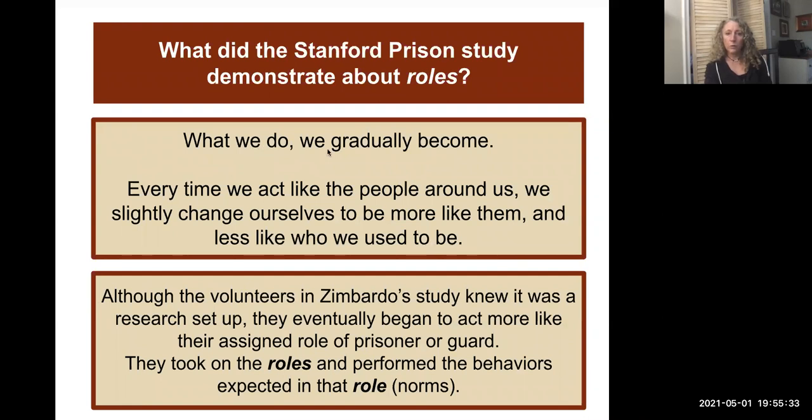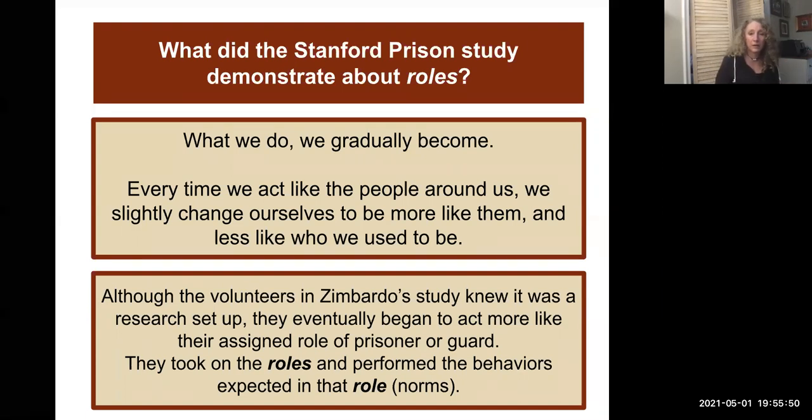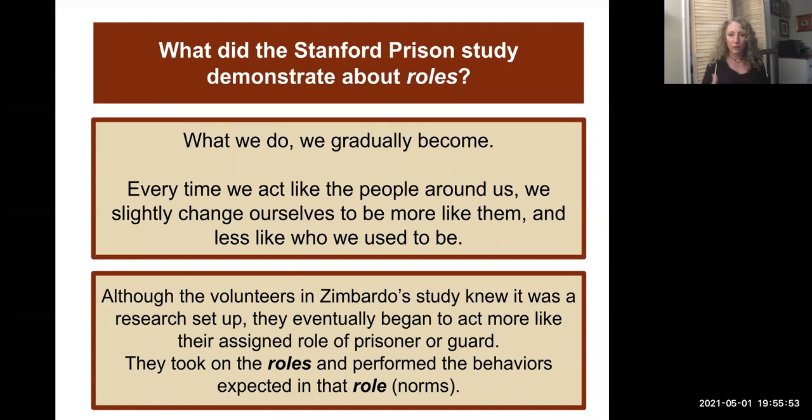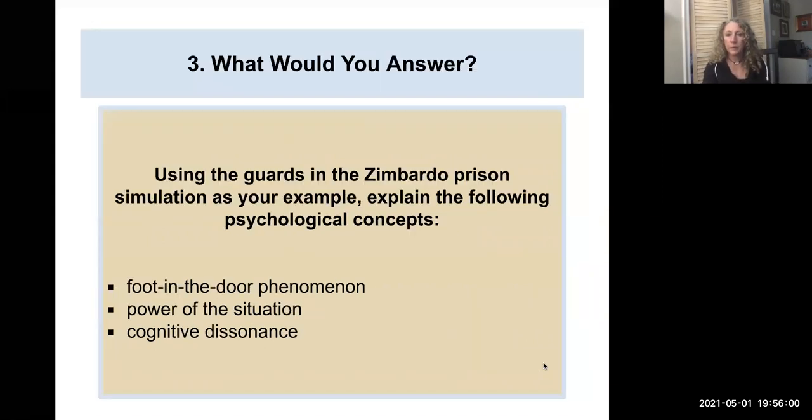So what we do, we gradually become. Every time we act like the people around us, we slightly change ourselves to be more like them and less like who we used to be. Although the volunteers in the Zimbardo study knew it was a research setup, they knew it was just a research study, they still kind of lost their sense of self. They began to act more and more like their assigned roles, and they took on the roles and performed the behaviors. So what actually happened with that study, they ended up having to shut it down early.